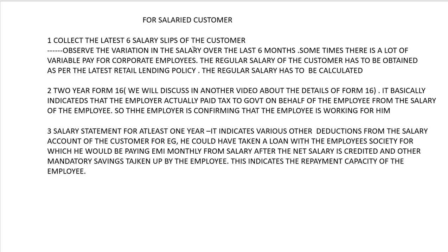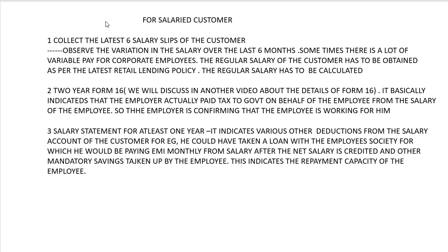And there is one other thing from this salary statement. Sometimes there could be societies, and right now every employee organization has some society, and he could have taken loans from the society, and the loans taken from the society are generally not reflected in his CIBIL. From this salary statement only, since the deductions are taken from the salary of the customer to adjust the loan he has taken from the society, we will understand the amount that has been deducted from his salary. So only after adjusting the deductions will we understand the actual salary of the customer that can be considered for calculating the maximum quantum of housing loan. That is the reason we are taking the salary statement for at least 1 year.